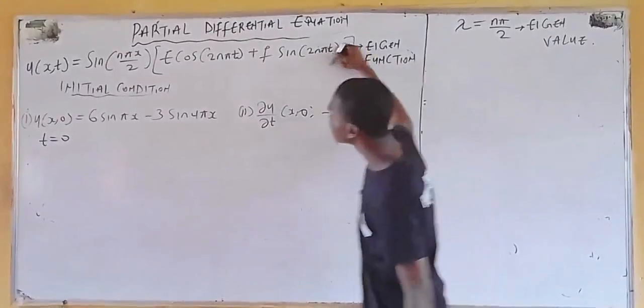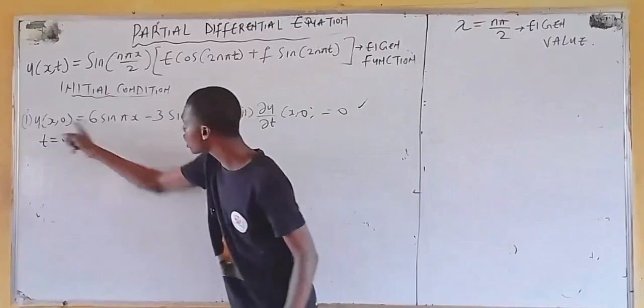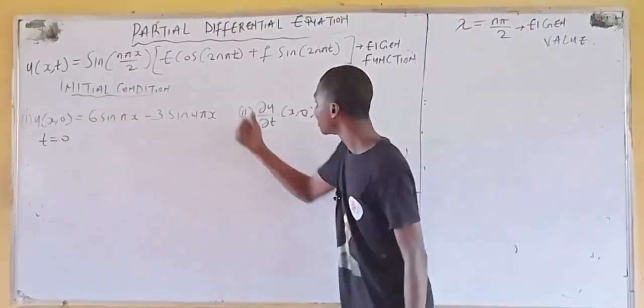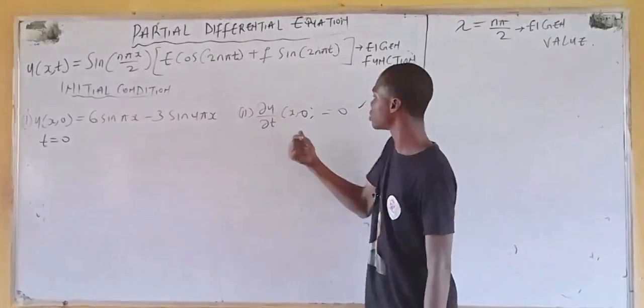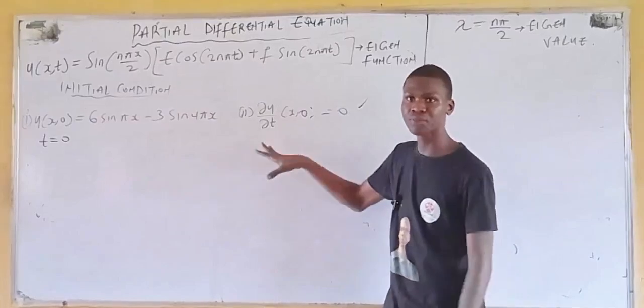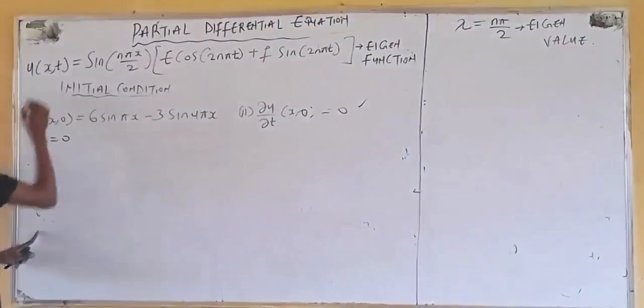Meaning that differentiate this. The initial condition given to us is that u equals this when t equals 0. But for this one, the first derivative of u with respect to t equals 0 when t equals 0. Any question on how I interpret this in the initial condition? Relating it to the general format.